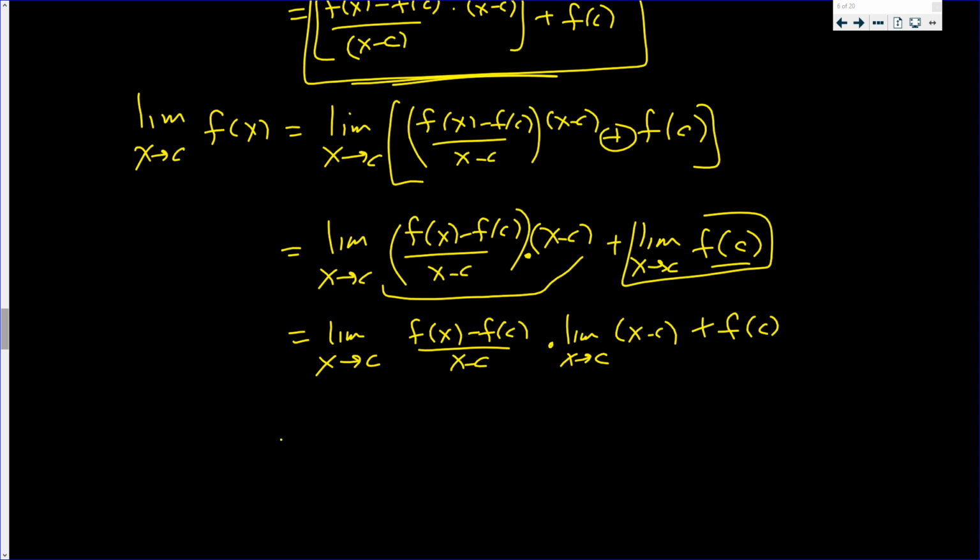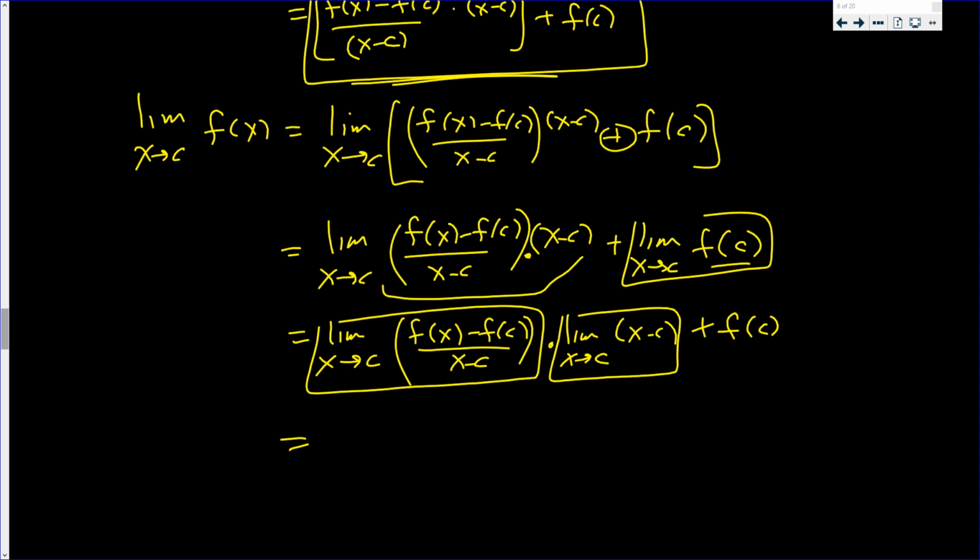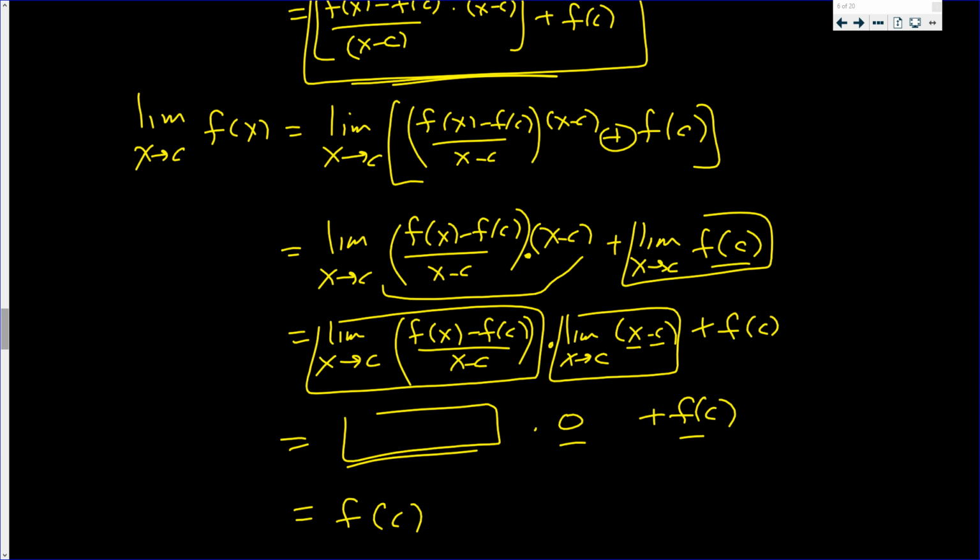Now, this limit here, well, we'll come back to that limit. This limit here is 0, because c minus c is 0, plus f of c. Now, it does matter what goes here. You can't say, oh, this times 0 is 0, plus f of c is f of c. It is not true that when it comes to limits anything times 0 is 0. Undefined times 0 is not 0. But we don't have a problem here.